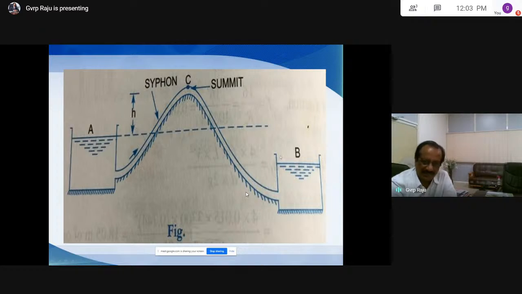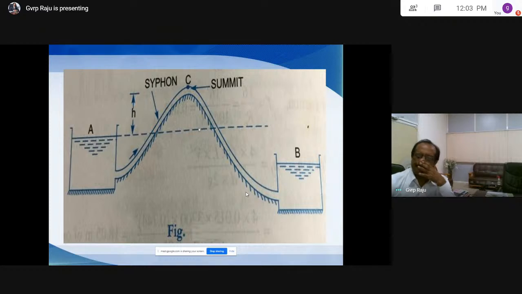Small h is different from capital H. Capital H is the water level difference between two reservoirs. So from here to here is capital H. This is the water level surface of reservoir A, this is the water level surface of reservoir B, and the water level difference is capital H. Some of the students are confusing capital H and small h. Small h is the height of the summit with reference to the water level surface of reservoir A.